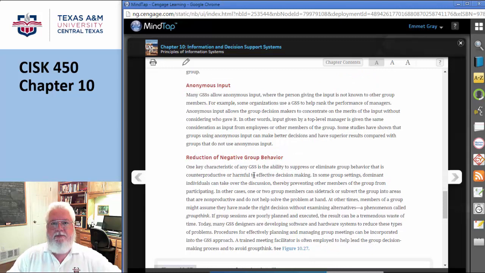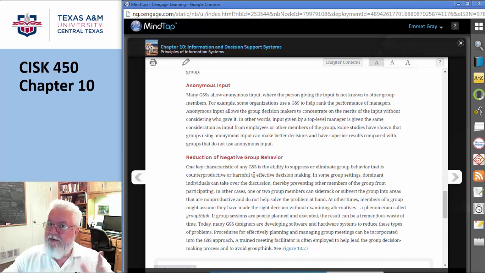The reduction of negative group behavior. I've seen groups go off on a wild tangent or one person dominate, and you really need a traffic cop. You need a moderator or facilitator, whatever the right term would be, to quietly get everybody focused and back on track and moving along. So the software can actually help with that. It can put time limits on things, where it'll go ding, okay, your time is up, move on to the next person to talk.